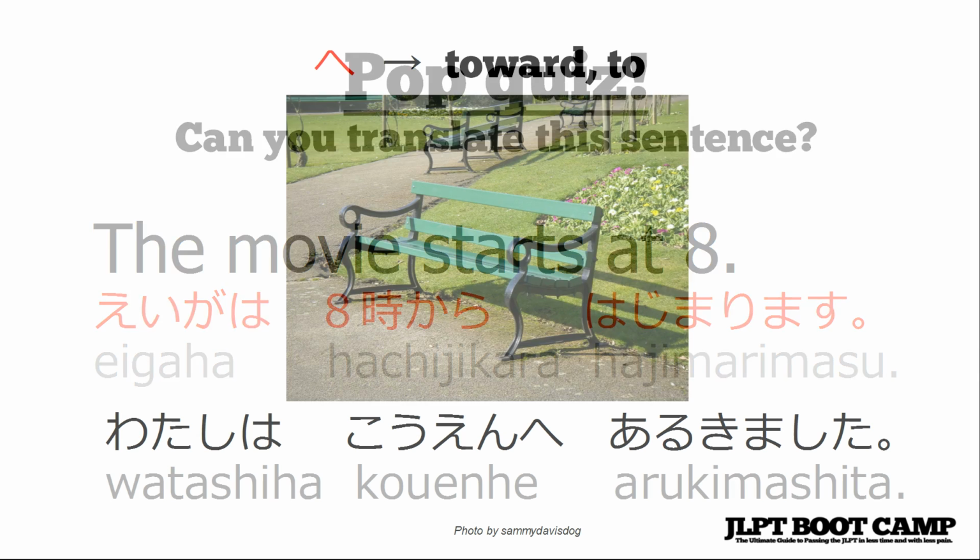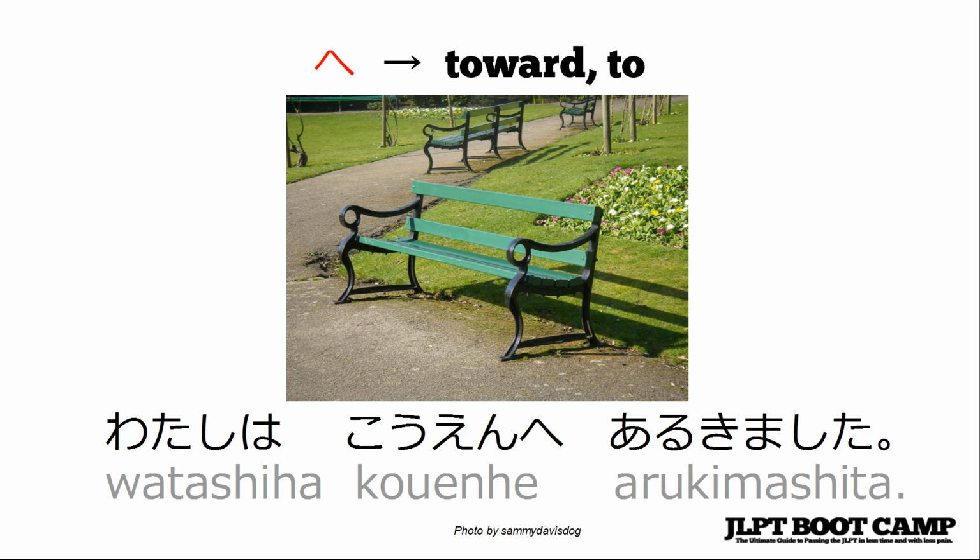The last particle we're going to go over today, though, is e, toward or to. And this is not very often used, but it is still a pretty useful particle. It's used for addressing certain things. And so, for example, we could say this sentence here, Watashi wa koen e arukimashita. I walked to the park.